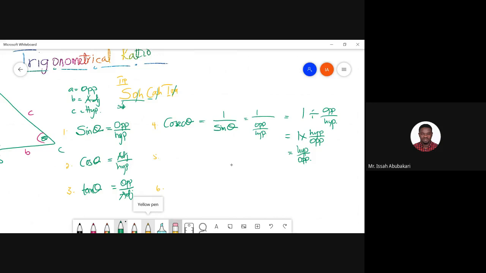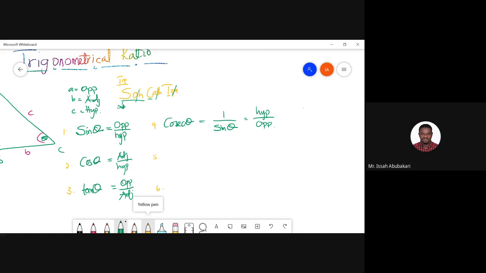So let's just clean all these and write just the number. So we are going to have this to be equal to hypotenuse divided by opposite. And you know how to prove this, right? Now, we are going to solve examples under all of these. But before that, let's try to go through all the ratios first.